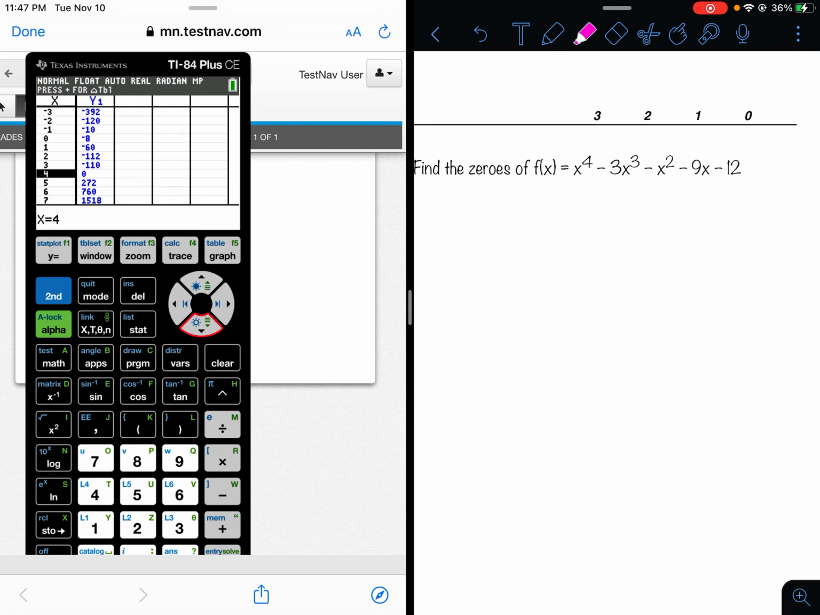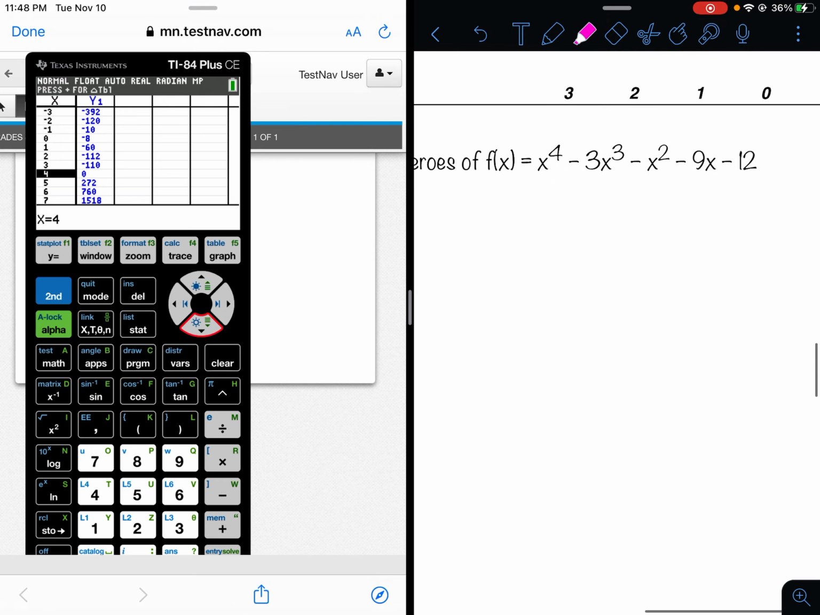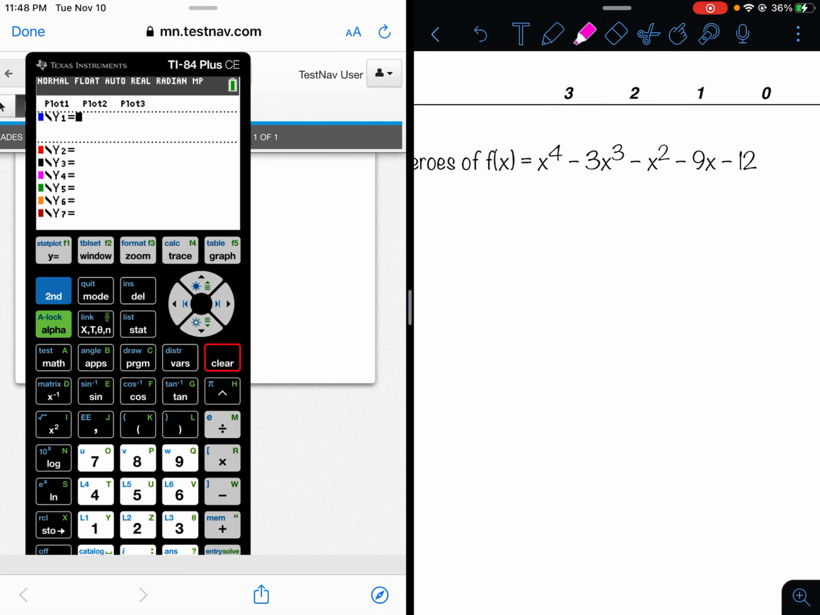Now you can probably guess what's going to happen here because we dealt with imaginary solutions. This is probably going to be one that gives us an imaginary solution. But either way, we're going to plug this into our graphing calculator. Y equals, let's clear that out, x to the 4th minus 3x to the 3rd minus x squared minus 9x minus 12. And so we're going to go ahead and graph this.